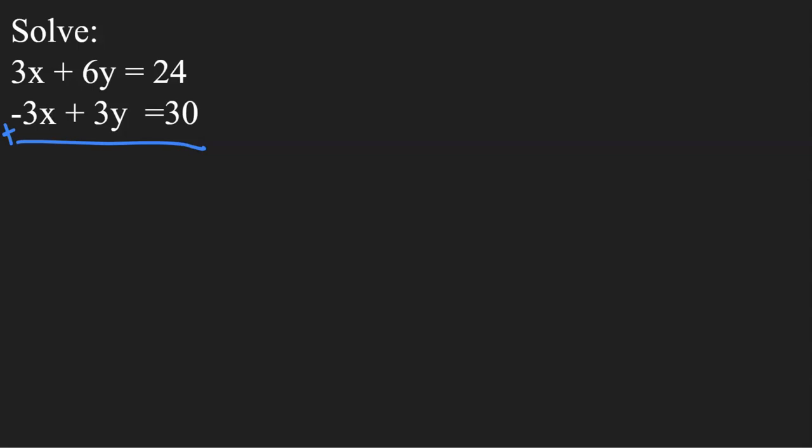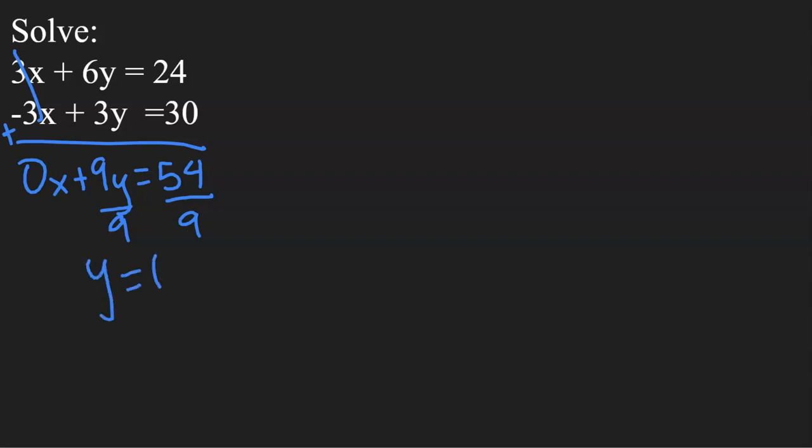And you notice how 3x plus negative 3x is going to be 0, right? So we're going to put a 0x right there. And then all you're doing is adding for the rest. So you're going to do 6y plus 3y, which is 9y, and 24 plus 30, which is 54. And then you're going to divide by 9 on both sides, and y equals 6.